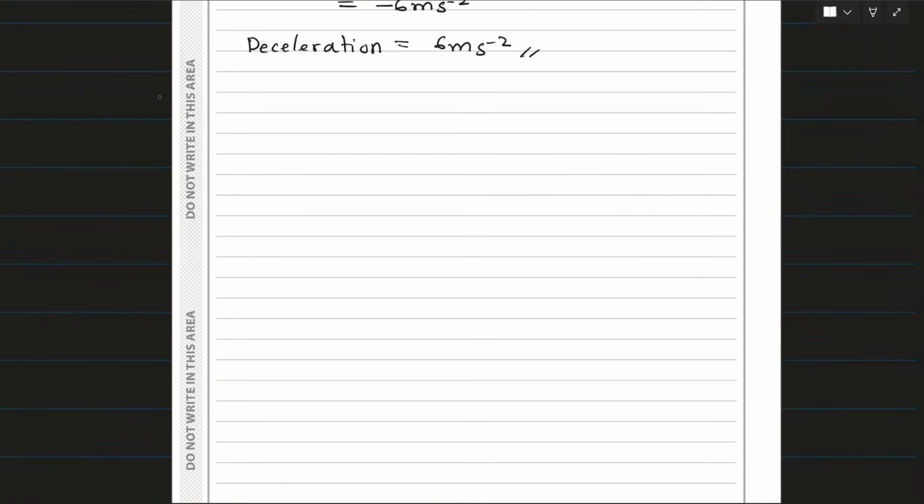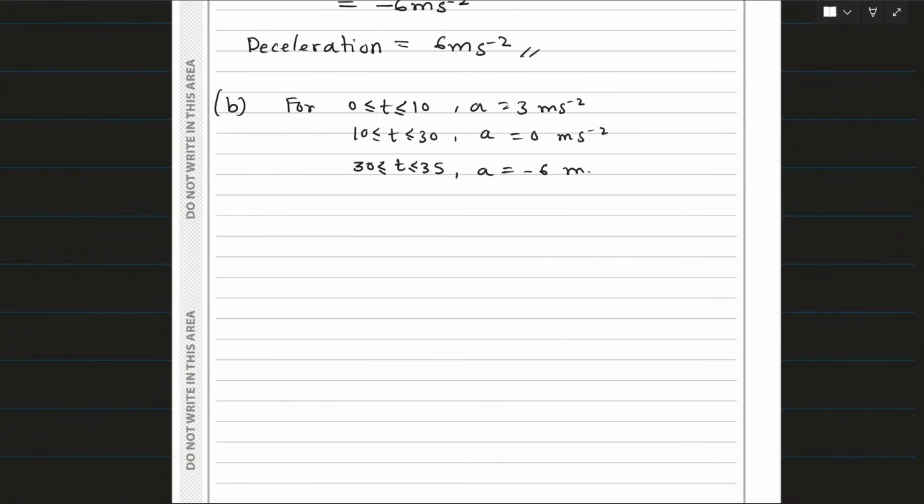So when we sketch our graph, we have to show 3 pieces of information there. For the period 0 to 10, we have an acceleration of 3 meter per second square. For the period of 10 to 30, we have an acceleration of 0. We just saw this. And the period 30 to 35 gives us an acceleration of minus 6. We also calculated this in part 2 of our A question. From this, we will draw our acceleration time graph.